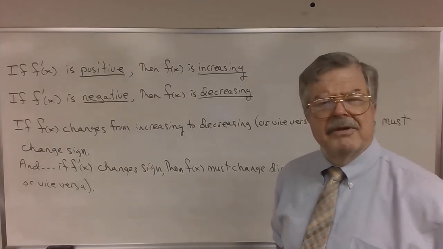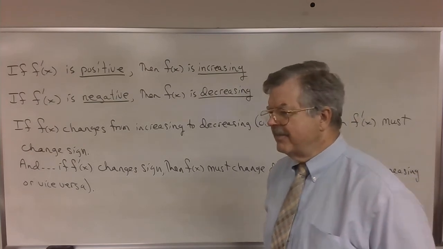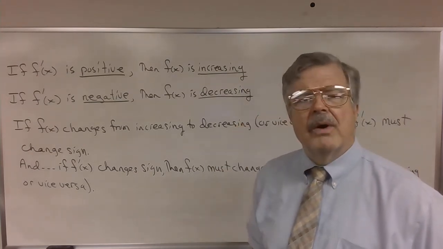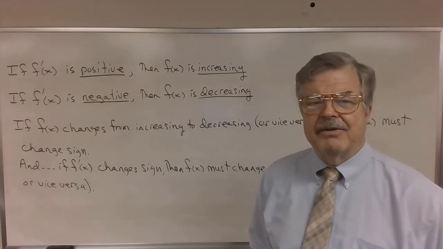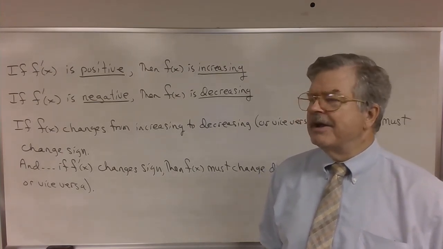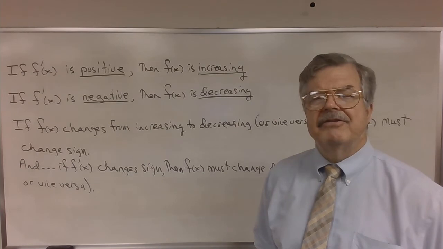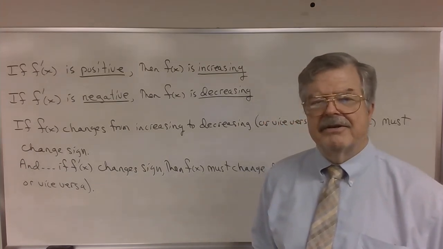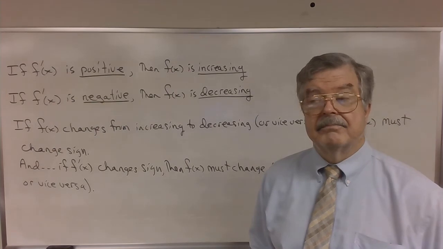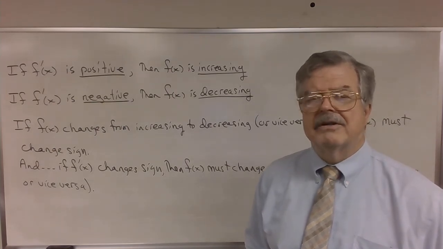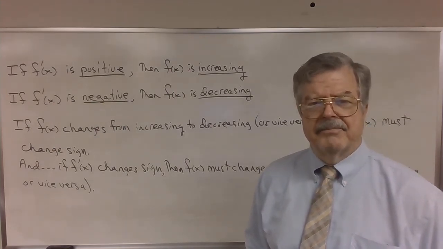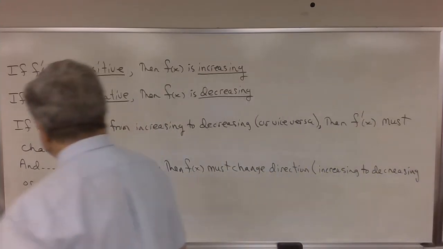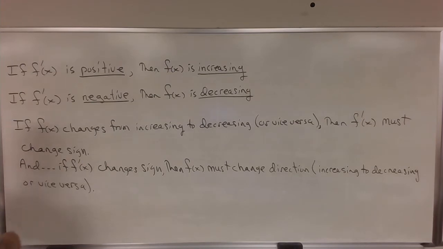And let's tie something else in here too. Remember what we called the x value of a point on the graph where the function changes from increasing to decreasing or decreasing to increasing? We called it a critical number, didn't we? So let's talk about that.